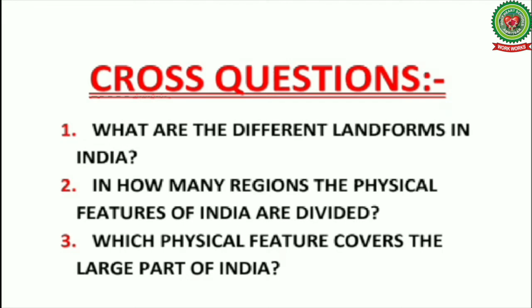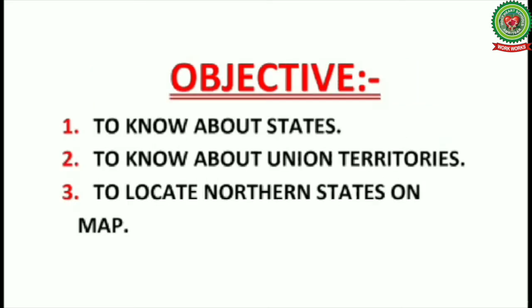Right? Now let's have a look at the objectives of today's topic. So our first objective is to know about states. Second, to know about union territories. Third, to locate northern states on map. So students, this is clear from the objective that our today's topic is states and union territories. So before beginning with the reading, let me give more information regarding the topic.